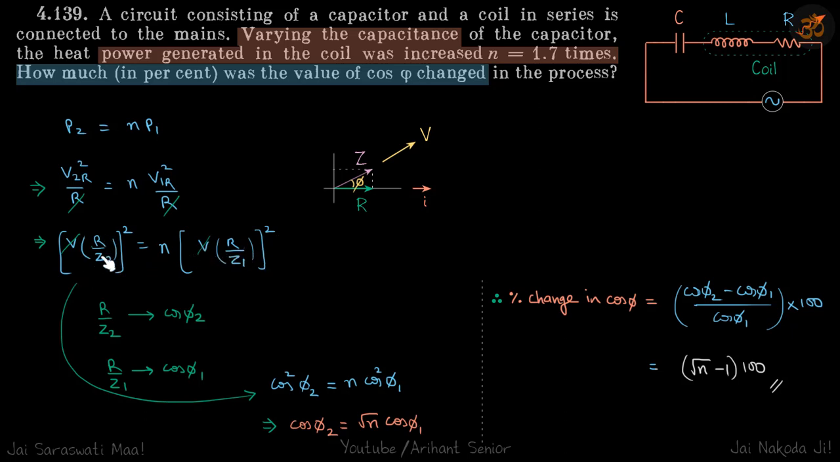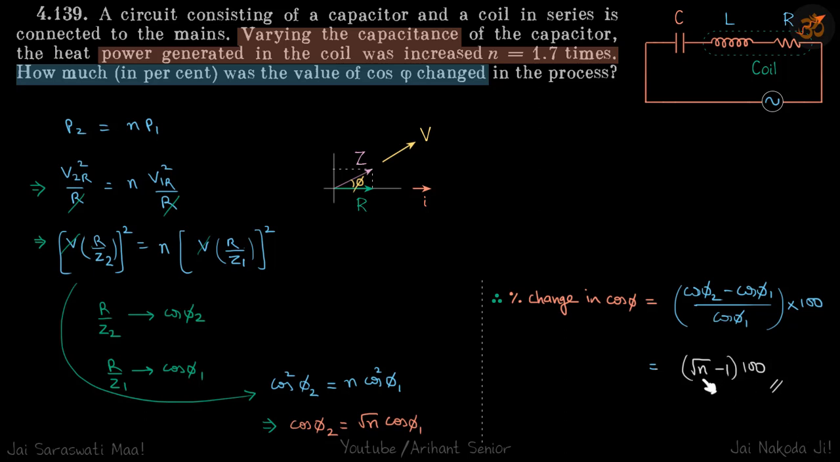So you can see already we have a term of R by Z2 and R by Z1, which we can now relate to cos phi. So let's put the value of R by Z2 to be cos phi 2 and R by Z1 to be cos phi 1, and we get cos square phi 2 is equal to n times cos square phi 1, or cos phi 2 is equal to root n cos phi 1. So now we have this ratio of cos phis. So this is pretty simple. The percentage change in cos phi will be (cos phi 2 minus cos phi 1) by cos phi 1, that is (root n minus 1) into 100. So that's our answer.